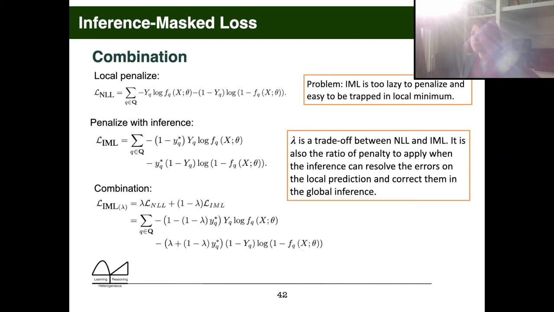This has good things and also bad things. In some cases we see that if we avoid penalizing, we rely a lot on the constraints for getting the right answer. That's what we call lazy penalizing, and it might not make our local classifiers strong. So in the end, we realized that we need a balance between how much we use negative log likelihood and how much we use this new inference mask loss, and we introduce a lambda parameter that can be tuned. This is not good news, we need this parameter, but that is the way it works.